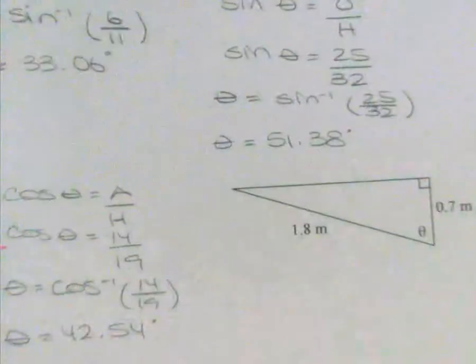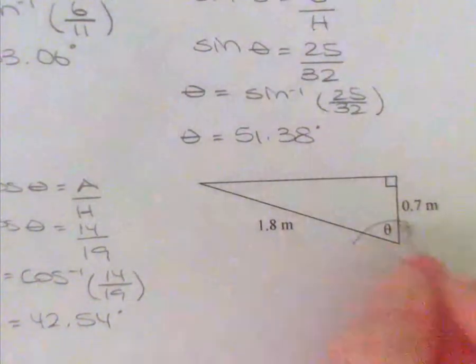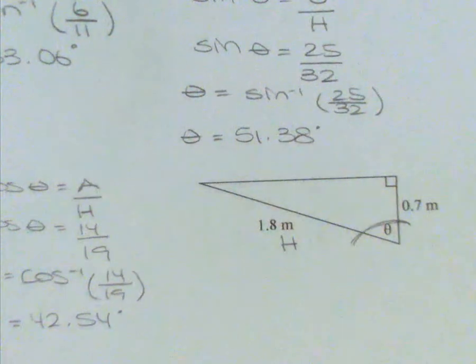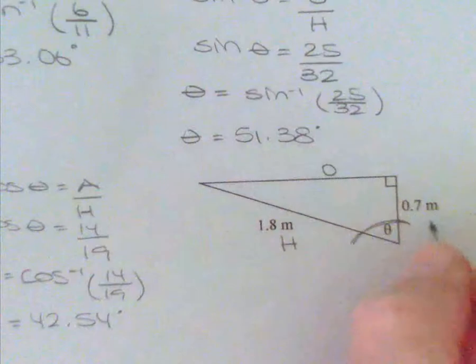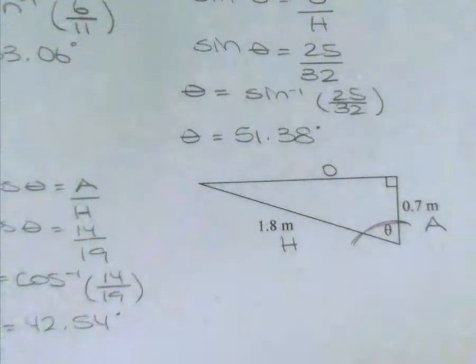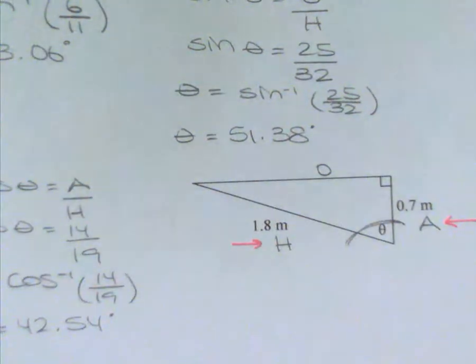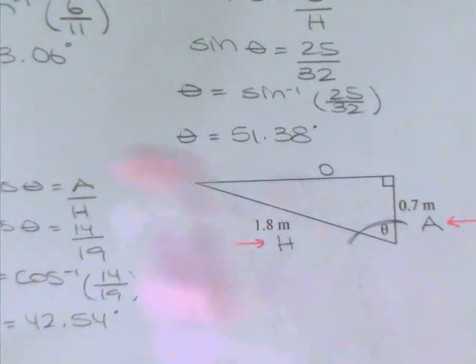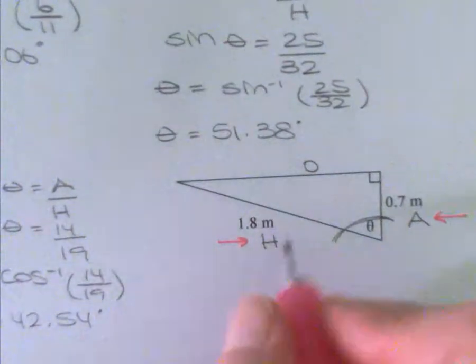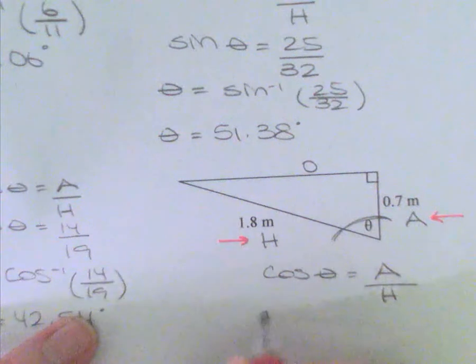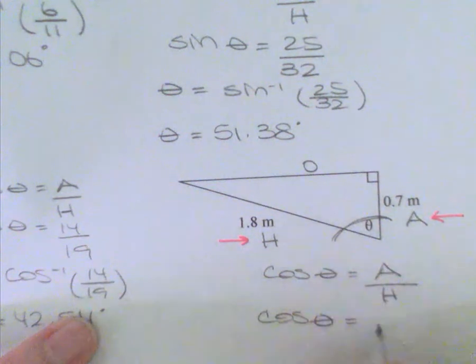Okay, let's try the one next to it. So there's the angle. There's the hypotenuse, longest side. This is opposite it. This is adjacent. So there's my hypotenuse. There's my adjacent. So I'm looking for something that has hypotenuse and adjacent. So again, that would be my cosine ratio. So I'm going to say, well, this is cos theta is equal to adjacent over hypotenuse. So cos theta, my adjacent was 0.7, my hypotenuse was 1.8.